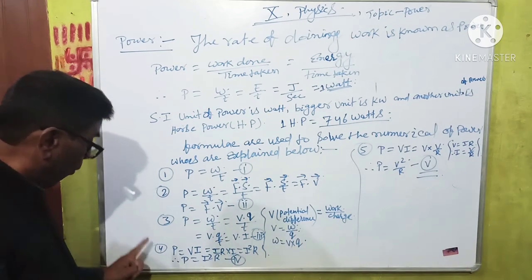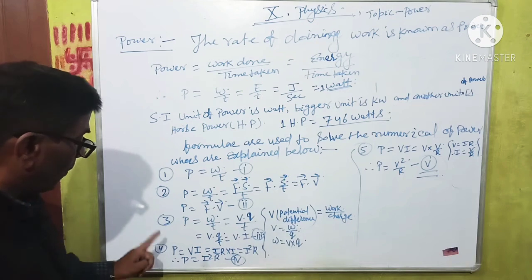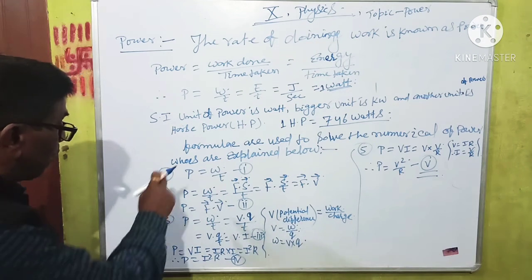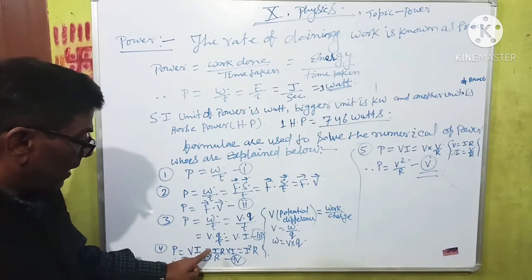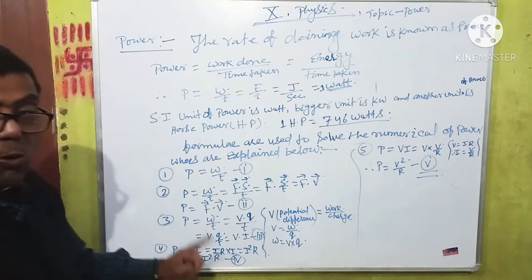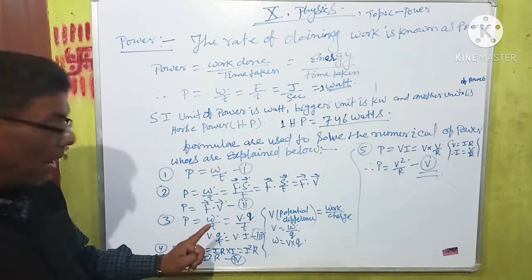Now the fourth formula for power: P is equal to VI, where V, according to Ohm's law, is equal to IR.